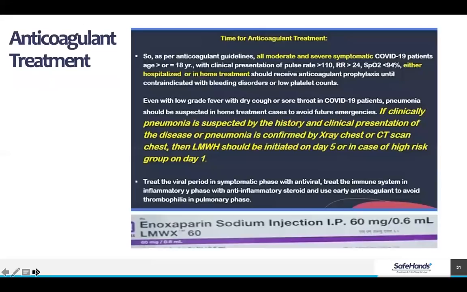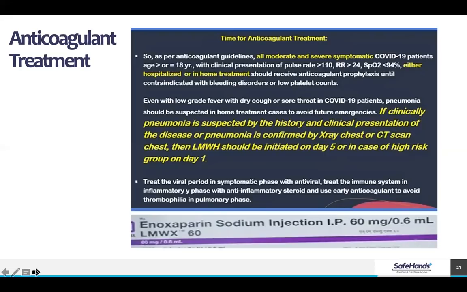Anticoagulant treatment. As per anticoagulant guidelines, all moderate and severe symptomatic COVID-19 patients aged more than 18 years with a clinical presentation of pulse rate more than 110, respiratory rate more than 24, saturation less than 94, either hospitalized or in home treatment, should receive anticoagulant prophylaxis unless contraindicated by bleeding disorder or low platelet counts. Even with a low-grade fever with a dry cough or sore throat, in COVID-19 patients pneumonia should be suspected in home-treated cases to avoid future emergencies.